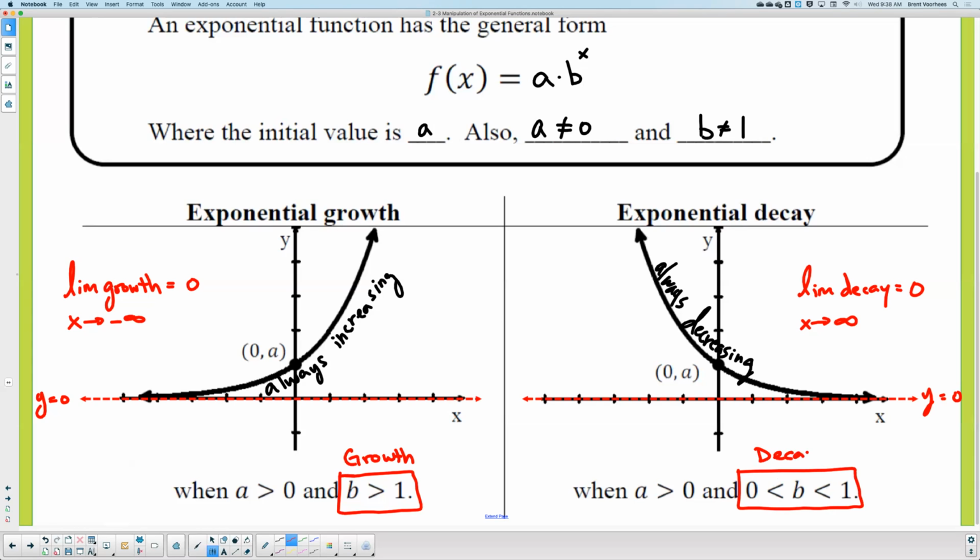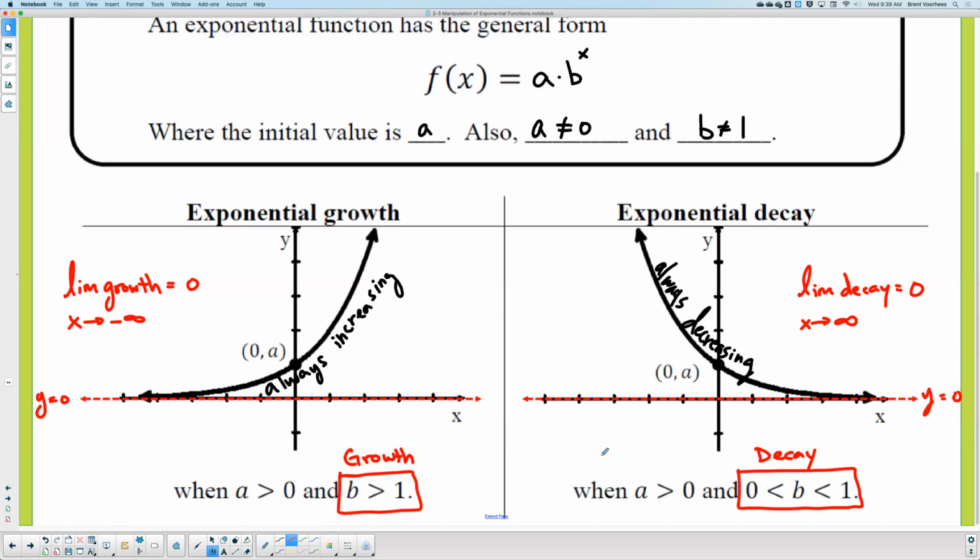We don't work with a negative base for exponentials because a negative base could not be continuous. I'll say it again. A negative base would not be continuous. So it would not be an exponential function. It could be a geometric sequence, but it won't be an exponential because it's not continuous. It would be discrete. It'd be bouncing back and forth.